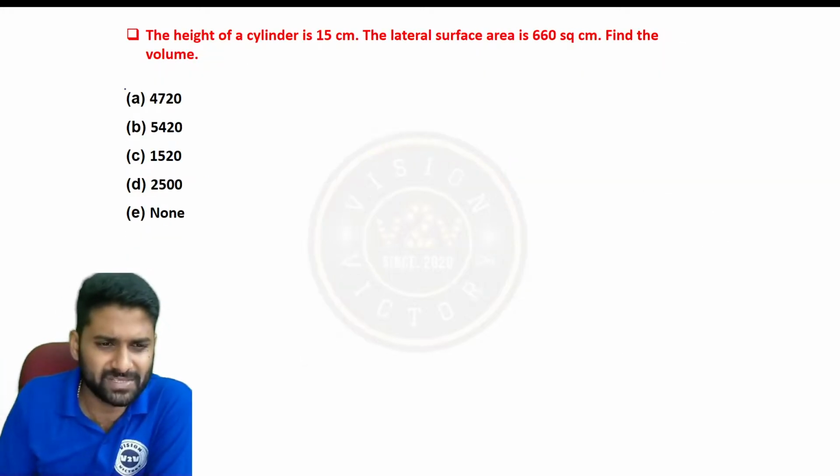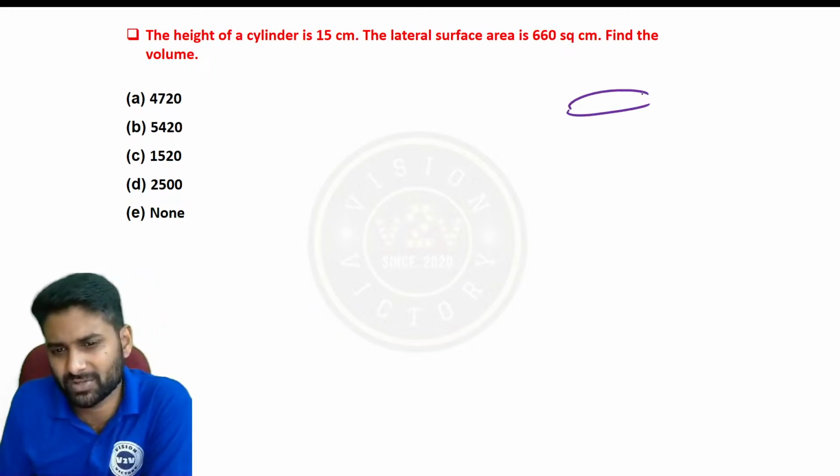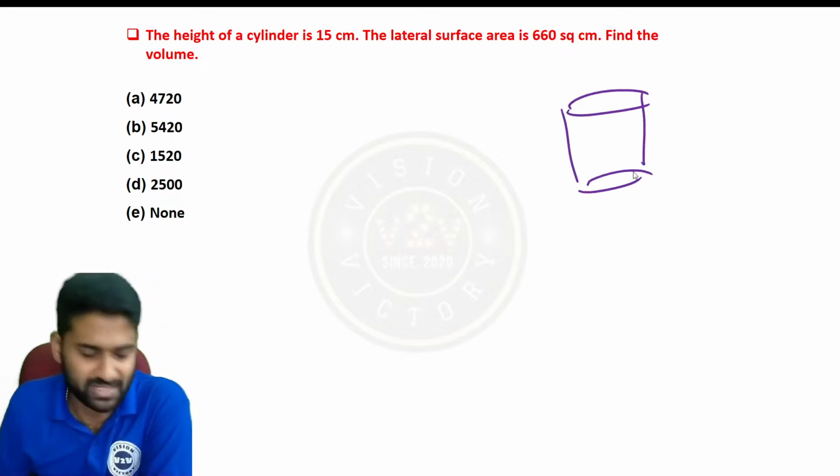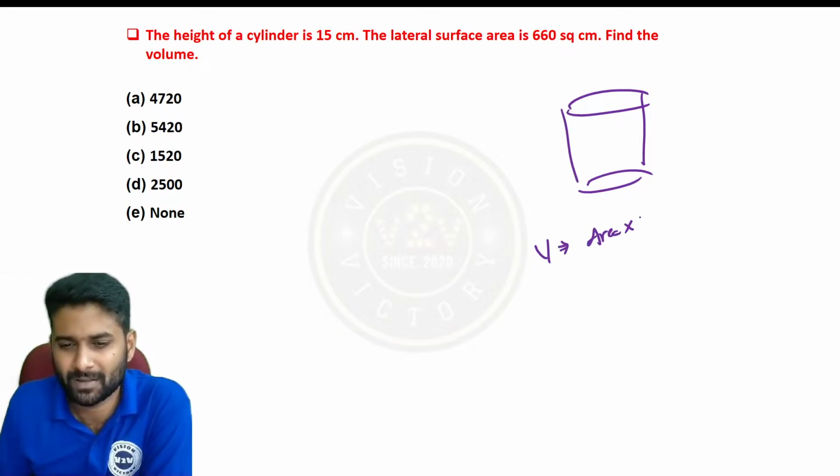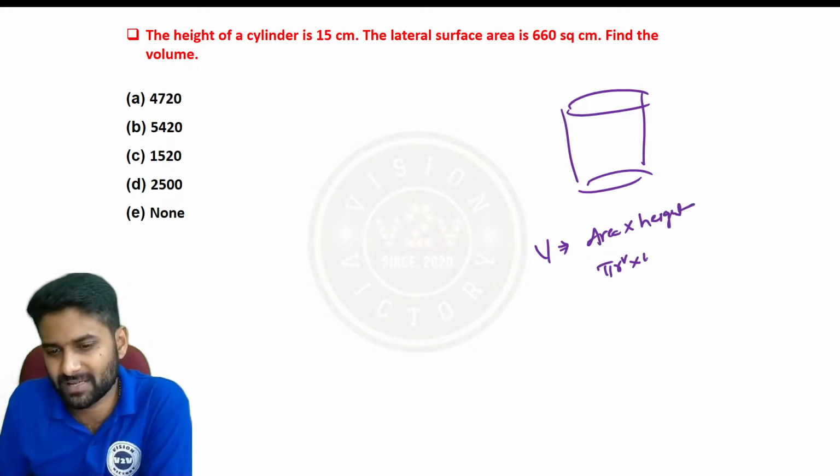Guys, this is a very basic question: the height of the cylinder. I will tell you the formulas. Try to solve this question and post your answer in the comment section. See, the volume of a cylinder is based on area multiplied by the height. So the area is pi r square, into height. Why? Because you can see the circle shape.